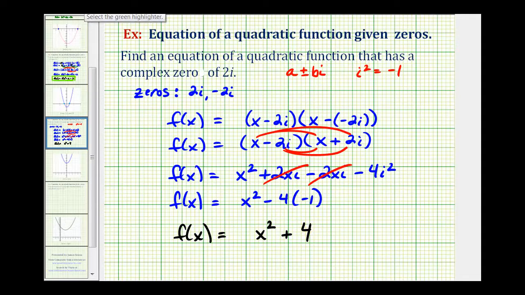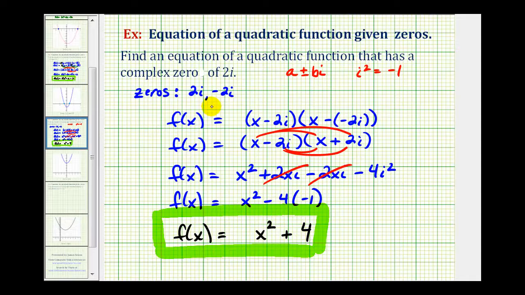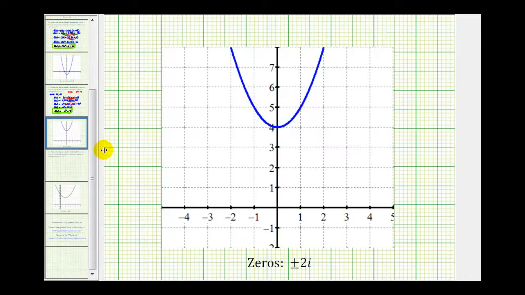Now again, for this example, graphing it's not going to be a big help, but we should be able to recognize that if the function has complex zeros, or in this case imaginary zeros, it will not intersect the x-axis. So if we look at our graph, notice how it does not intersect the x-axis because our zeros are not real.